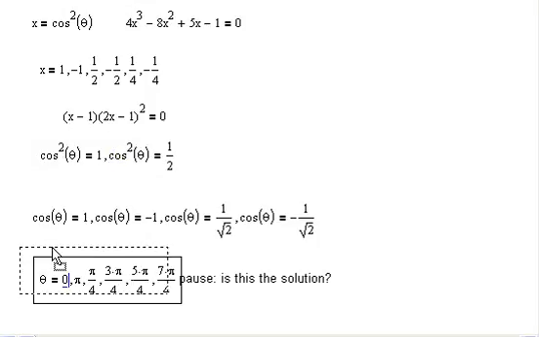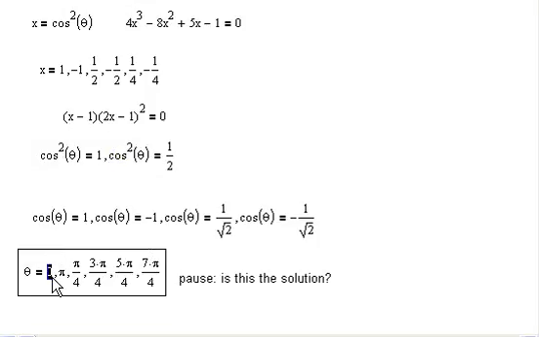Now I think we're ready to start thinking about our solutions. So cosine theta equals 1, that means theta is 0. Cosine theta is negative 1, means theta is pi. Cosine theta equals 1 over the square root of 2, two answers: pi over 4 and 7 pi over 4. See the reference angles, it's a 45, 45, 90 triangle. The reference angles where x is positive are pi over 4 and 7 pi over 4. Now, cosine theta equals negative 1 over the square root of 2. That would put us in quadrant 2 and quadrant 3, so 3 pi over 4 and 5 pi over 4.